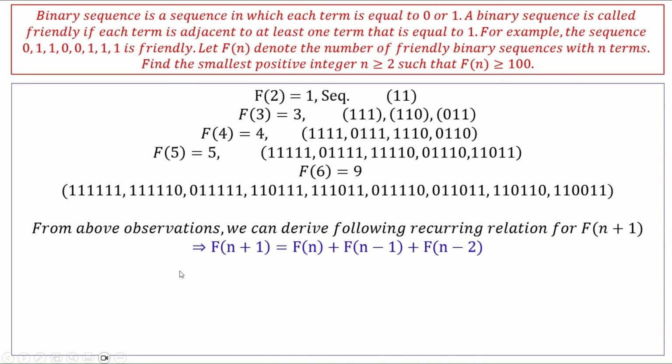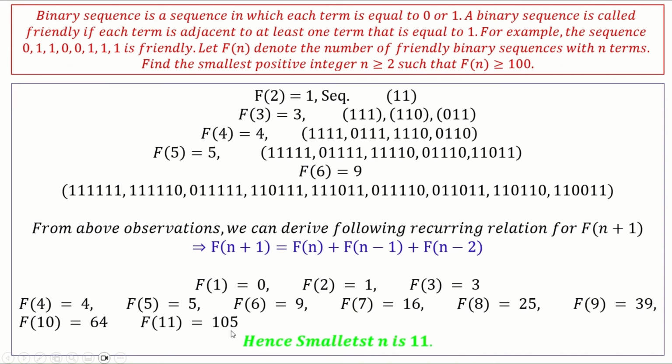Once you have this, it's a very simple problem. f of 1 is of course 0, because no combination is possible with one digit. f of 2 is 1, f of 3 is 3, and so on. If you apply this function, you see where you get more than 100: f of 11. So the smallest possible n is 11. This is the answer for this one. This is really a tough problem.